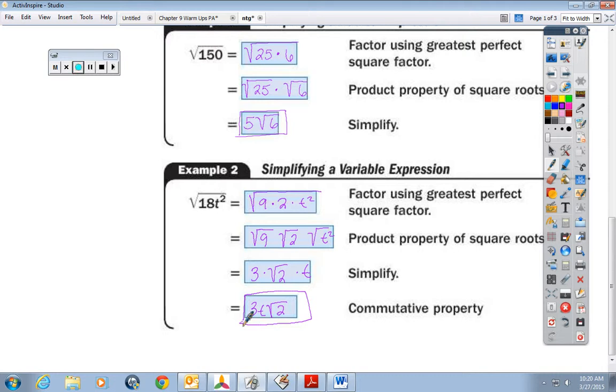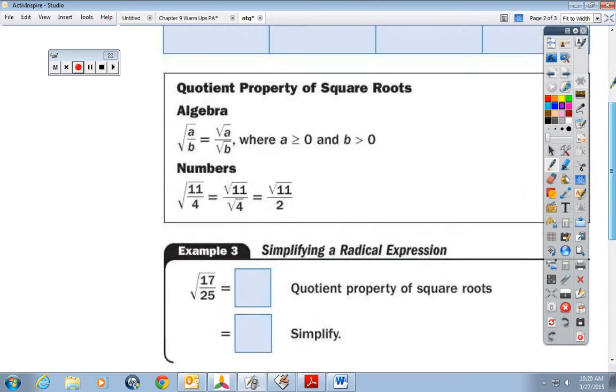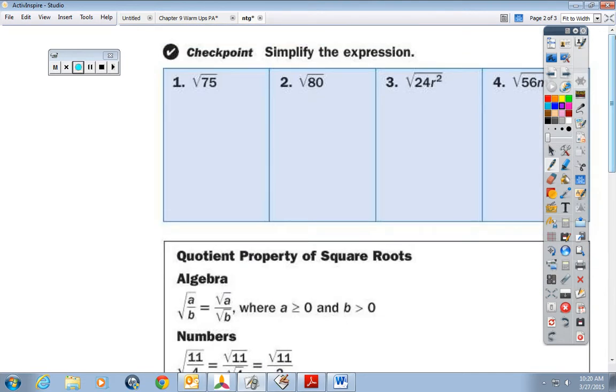So I think the next page gives us some practice. Okay, so let's go through those. Now, think about 75. 75 is divisible by quite a few different numbers. If I was to tell you to write all the factors of 75, one of those factors is a perfect square. 25.